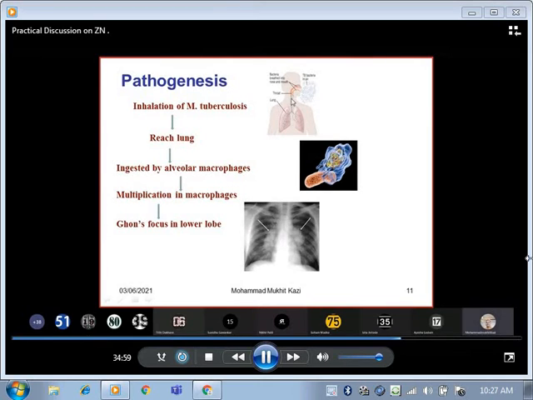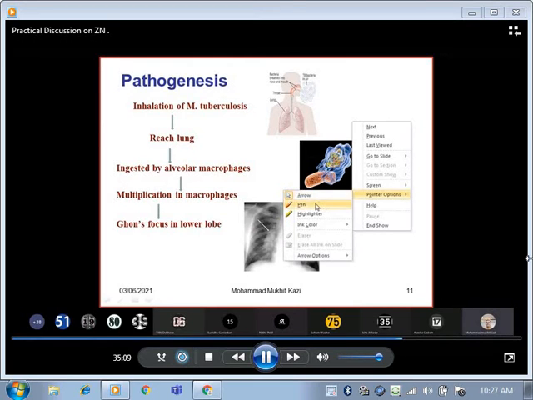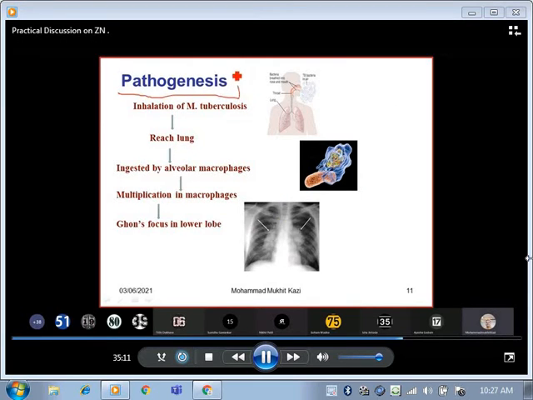But if your immunity is not perfect, if a person is positive for HIV, they might go for full-blown tuberculosis. So what happens in the pathogenesis? Pathogenesis again is the ability of the organism to cause the disease. It is the mechanism of how it enters into the host. It enters through inhalation, they reach the lungs.